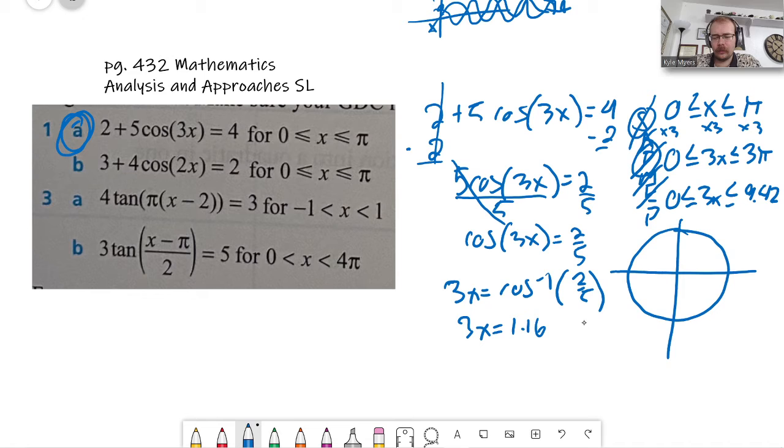1.16. Let's see what pi over 2 is, because pi over 2 would be 90 degrees, right? Pi over 2 would be 1.57. So 1.16 is in the first quadrant, which makes sense because cosine and everything else is positive in the first quadrant. So 1.16 would be right here. All right, there's one of our answers, 1.16.